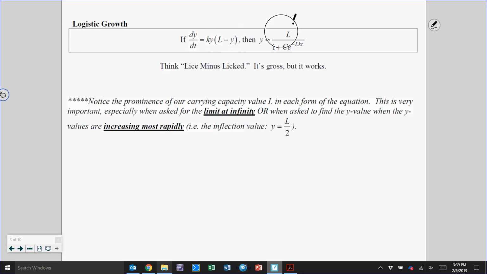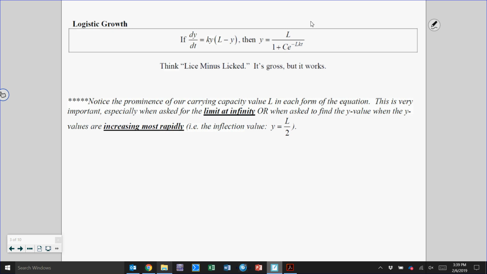We also are going to know that the rate of change is increasing most rapidly at half the carrying capacity. So for the rumor example, there were 2,000 people in the school. It will be increasing the fastest when 1,000 people know the rumor. After that, it will start to slow down, still increasing, but the rate of change of increase will slow down.